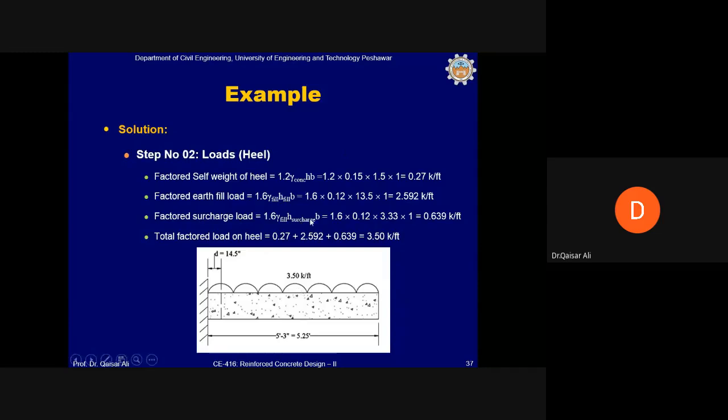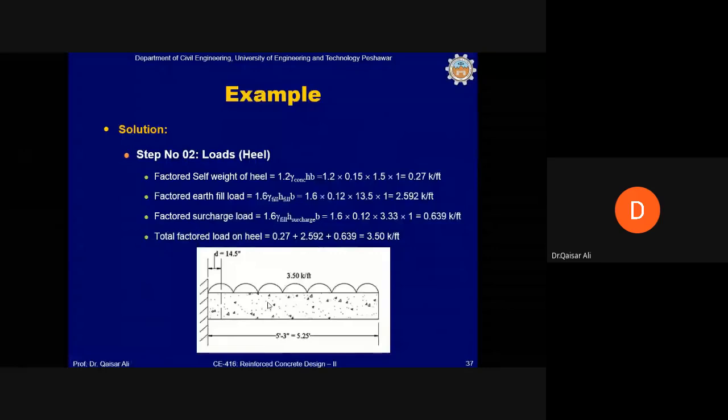Factor of surcharge load is also taken into consideration by taking into consideration the effective height of the surcharge. Total factored load comes out to be 3.5 kip per foot, and this is uniformly distributed. And so for this uniformly distributed cantilever kind of beam, you can very easily calculate shear force and bending moment diagram, and for that, this heel will be designed.